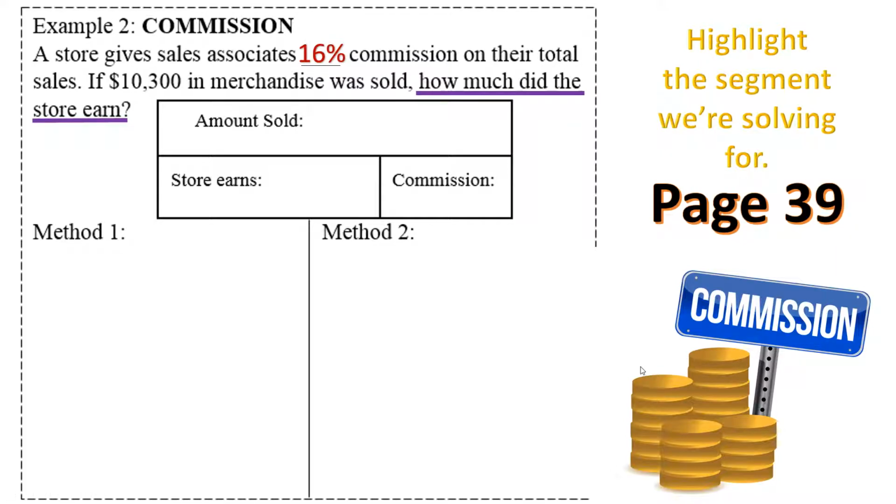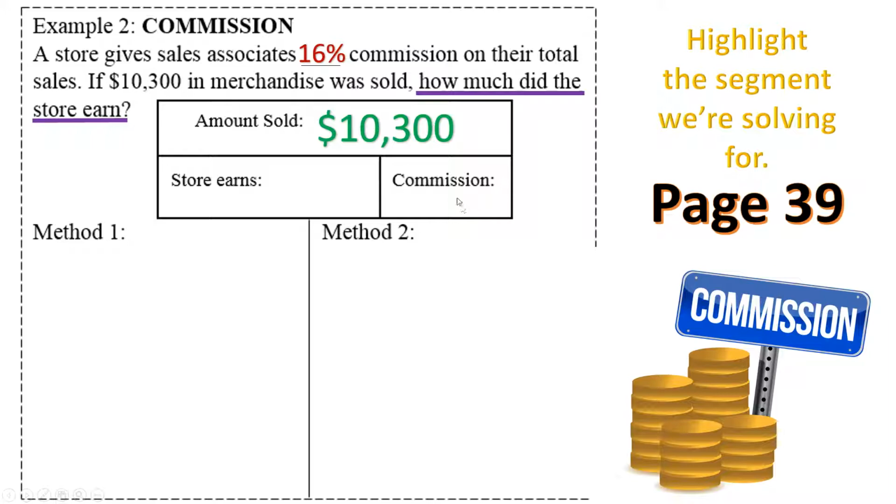So on example 2 of your note sheet here, the store gives sales associates 16% commission on their total sales. If $10,300 in merchandise was sold, how much did the store earn? So we're going to highlight the segment we're solving for. How much did the store earn? So we're going to highlight this box right here because that's what our final answer is supposed to be. The amount sold is $10,300.